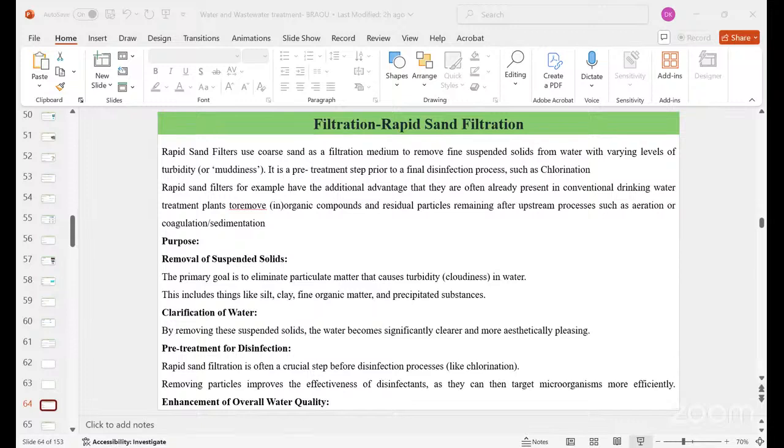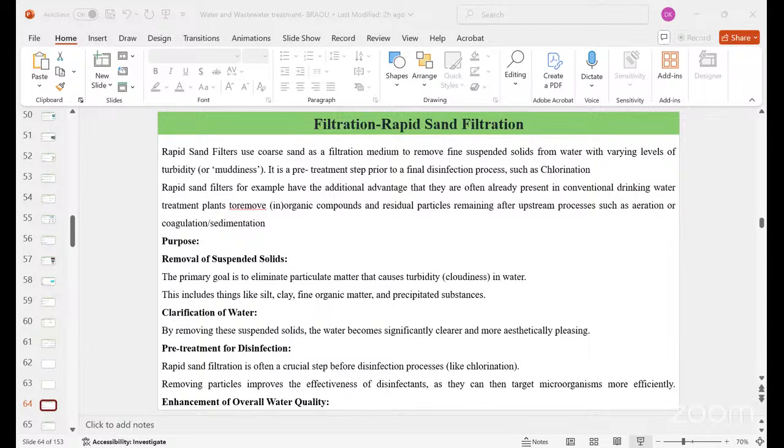environmental processes. So in these rapid sand filters, the main purpose is the removal of suspended solids. The main goal is to eliminate the particulate matter that is causing turbidity in the water, which includes things like silt, fine organic matter, clay, and some other precipitated substances. These will be retained in the sand bed in order to remove the suspended solids.